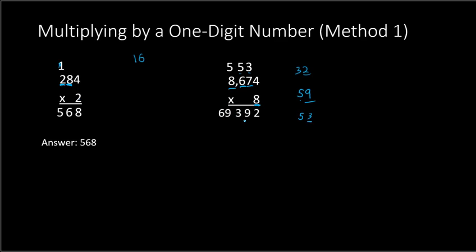So we put it all together and we get our answer of 69,392. So that's the process for multiplying by a one-digit number. And this is one method we can use.